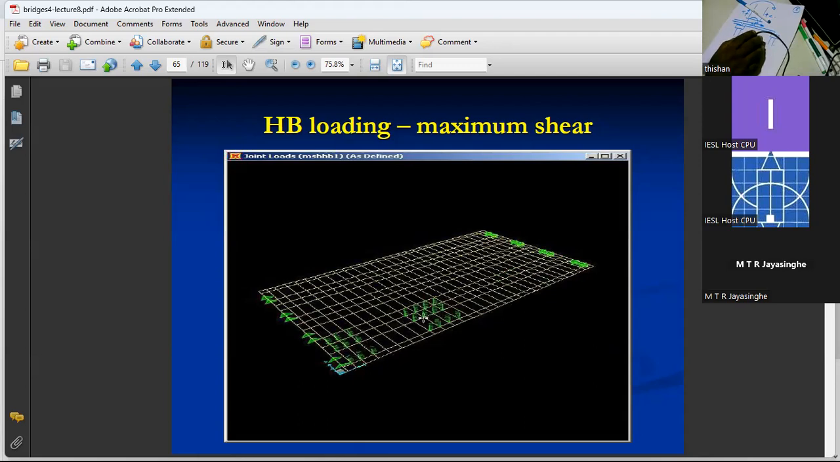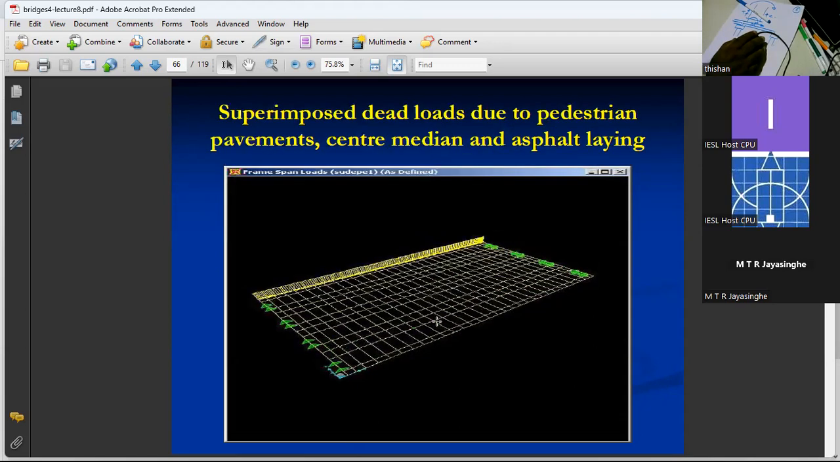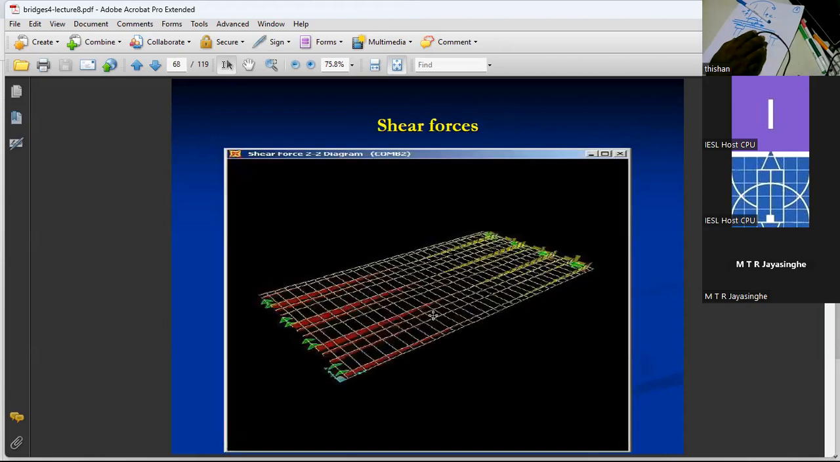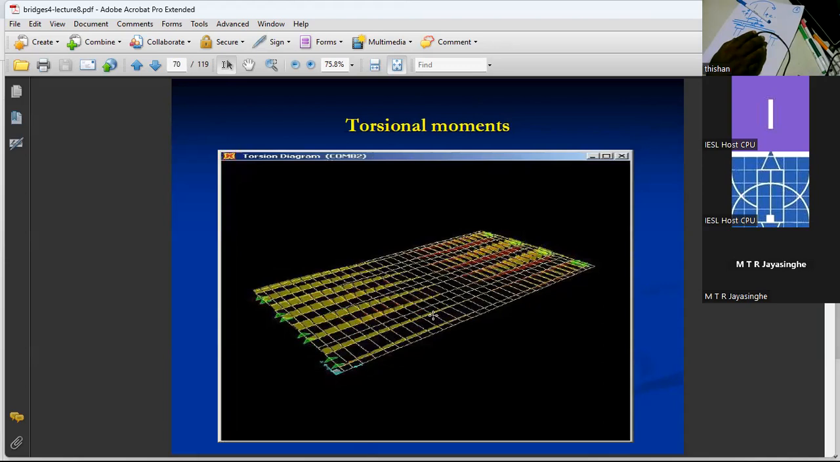But again, we can't place the vehicle as it is because the vehicle is well defined. The moment you place the front axles at one location, the rear axle locations are automatically decided. And here again, it looks like I have applied this pedestrian load on the H-beam because most of the pedestrian pavement would have come within the H-beam area. And then you can get bending moments, shear forces, and torsional moments.